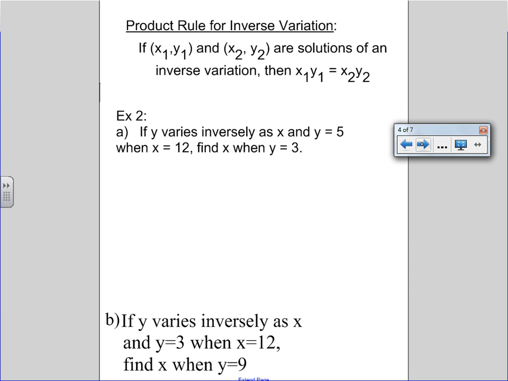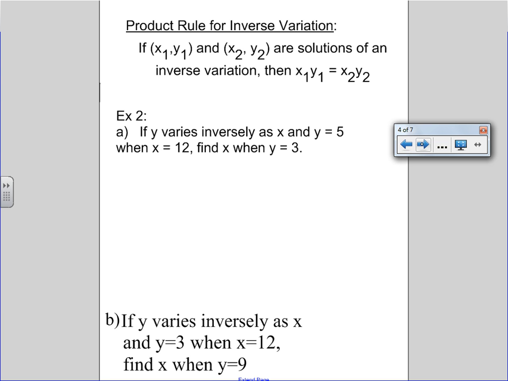Product rule for inverse variation, and this is the most common way that you're going to have to use inverse variation, is the product rule. And the product rule is this: if (x1, y1) and (x2, y2) are solutions of an inverse variation, then x1 y1 equals x2 y2. That means if you take x and y from the first coordinate and multiply them, it has to be equal to x and y of the second coordinate multiplied.